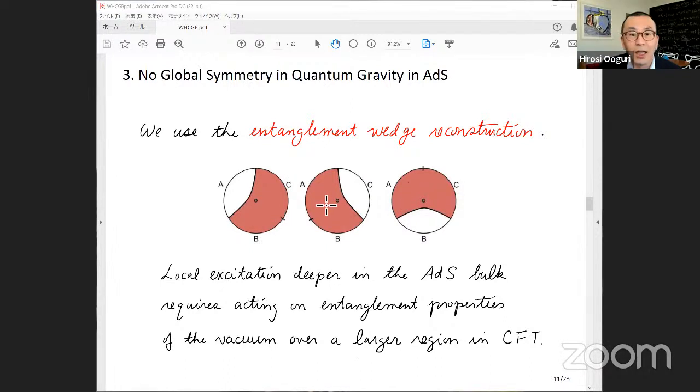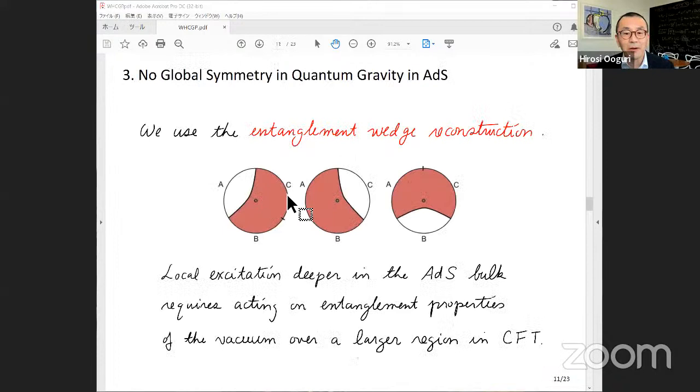So this suggests that the information about the excitation in the bulk is encoded in the entanglement properties. And in fact, one of the important insights is that the way this encoding is happening is very closely related to the way that a quantum error correcting code works. So that's one of the very close connections between holography and quantum information theory.